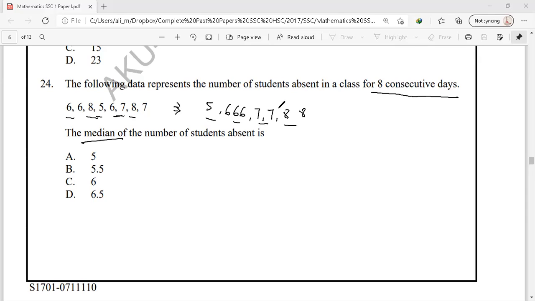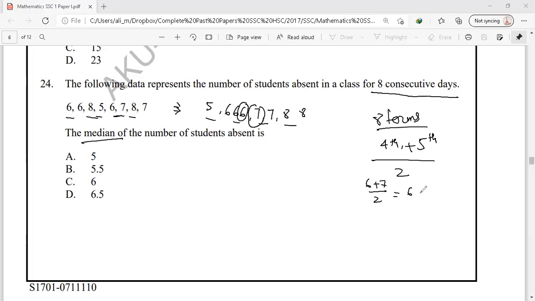So for the median, we know that median is the middle value. So we have a total of 8 terms, and we have to find the median. So the average of the fourth and fifth term would be equal to the median. So the fourth term we have is 6, and the fifth term we have is 7. So 6 plus 7 divided by 2 will be equal to 6.5. So for question number 24, the correct option is option D.